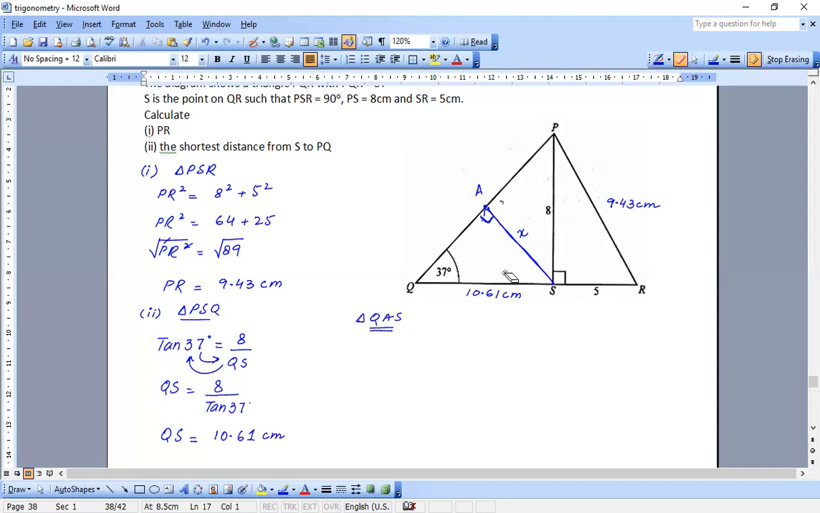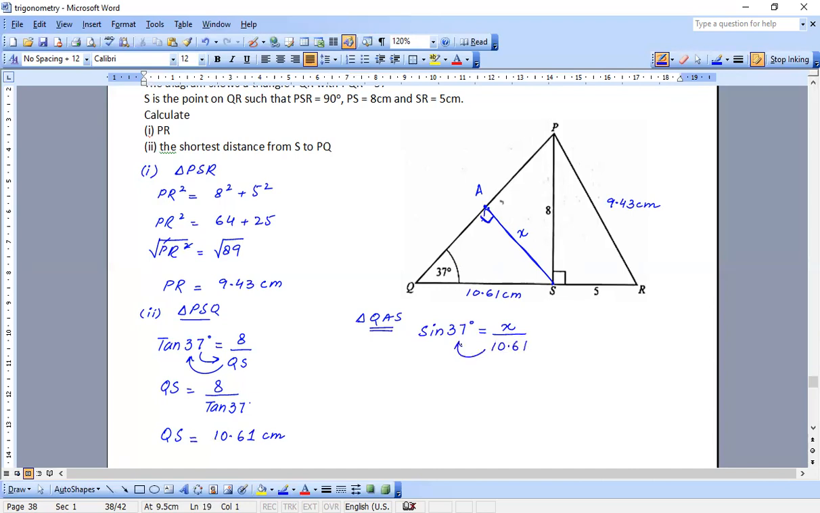I know the hypotenuse. I have to find out x. x is opposite to the angle which is given to me. So x becomes the opposite for me. I know the hypotenuse and I know the angle. The trigonometric ratio which connects opposite and hypotenuse is sine. So I'll say sine 37 is equal to x, the opposite, upon the hypotenuse, 10.61.